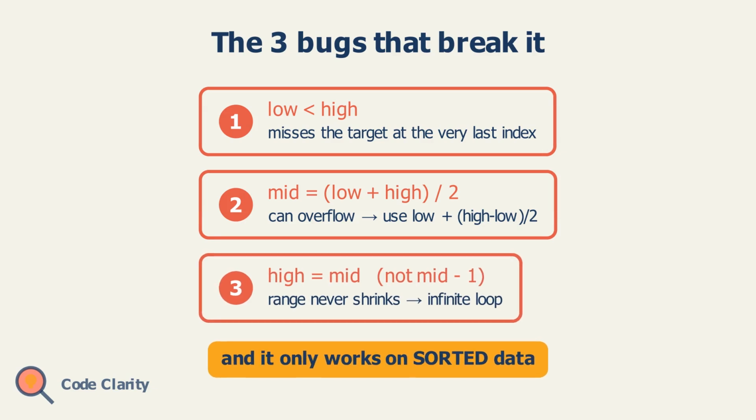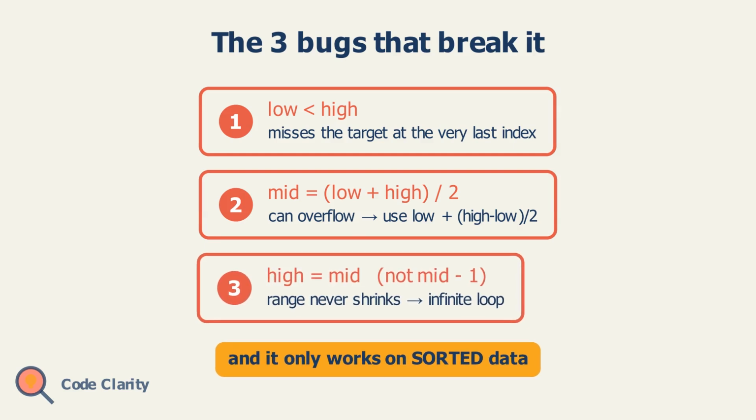Bug 3, the infinite loop. If you move low or high to mid, instead of mid plus 1 or mid minus 1, the range stops shrinking and your program hangs forever. And the silent one, binary search only works on sorted data. Unsorted in, garbage out.